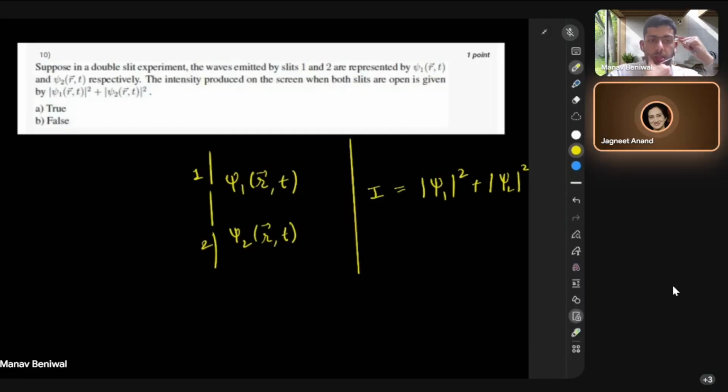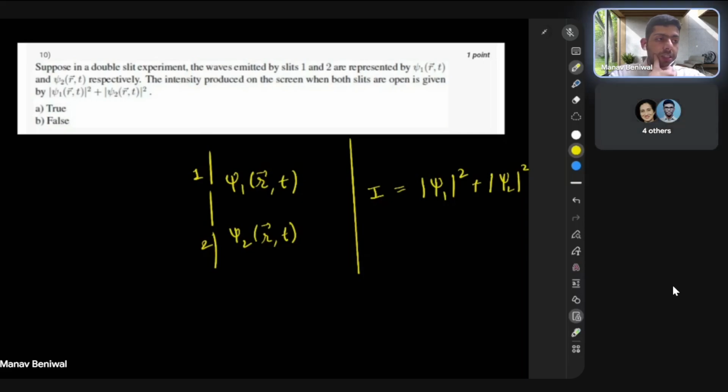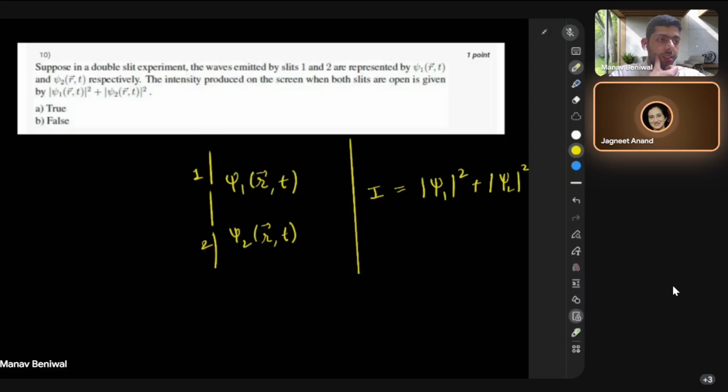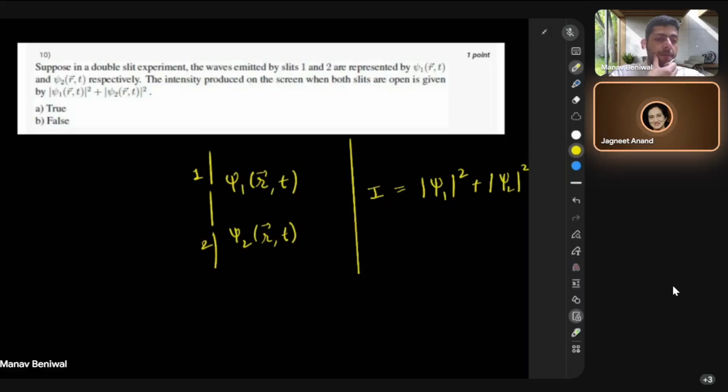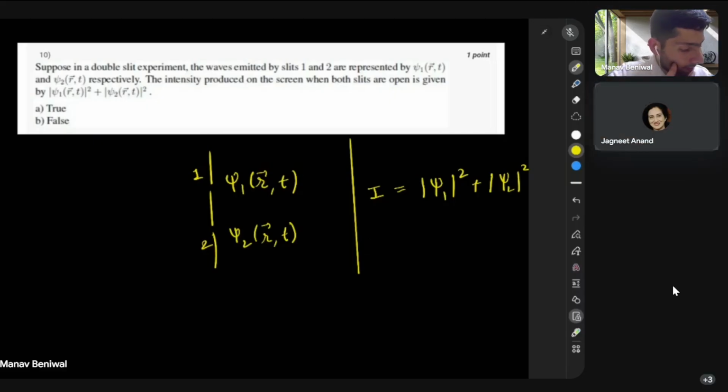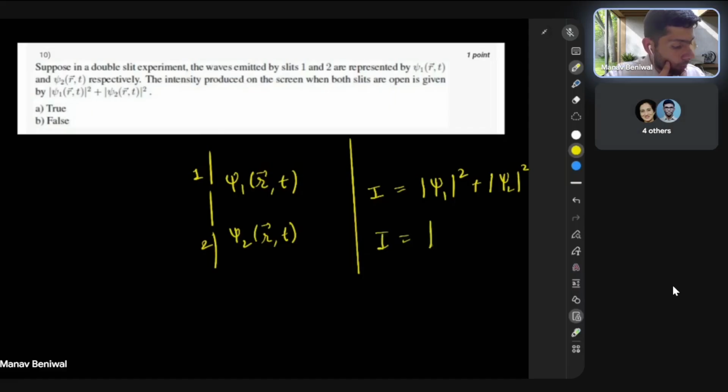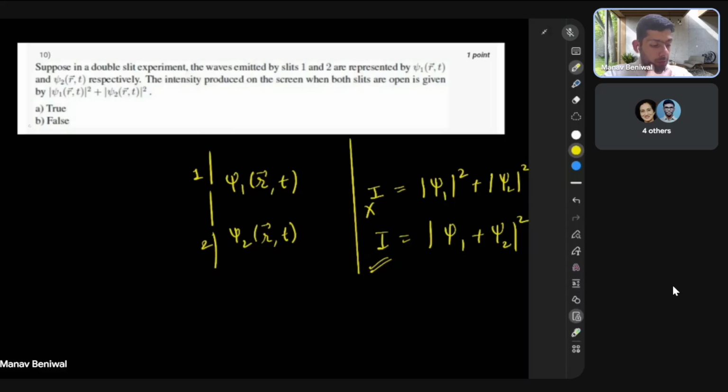The wave functions add, right, for intensity, for interference. Yeah, correct. So is it true or false? The statement that we have written is false. What should be the correct one? It should be psi is equal to psi 1 plus psi 2, and then proceed accordingly. So this will give us this thing, correct? So this is the correct one and this is the wrong one. So this statement is false.